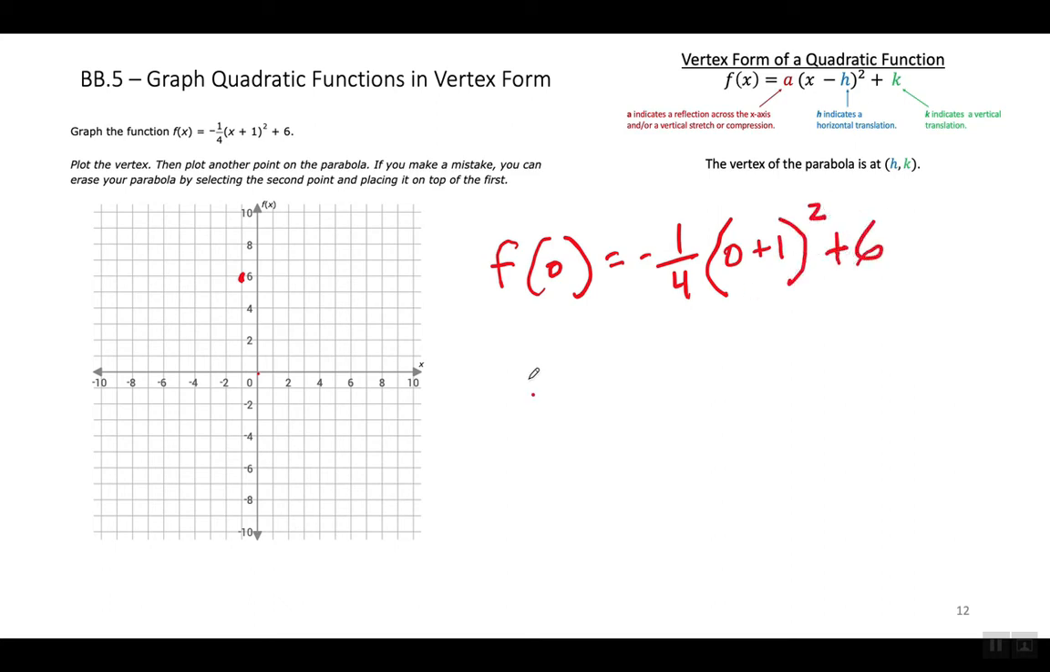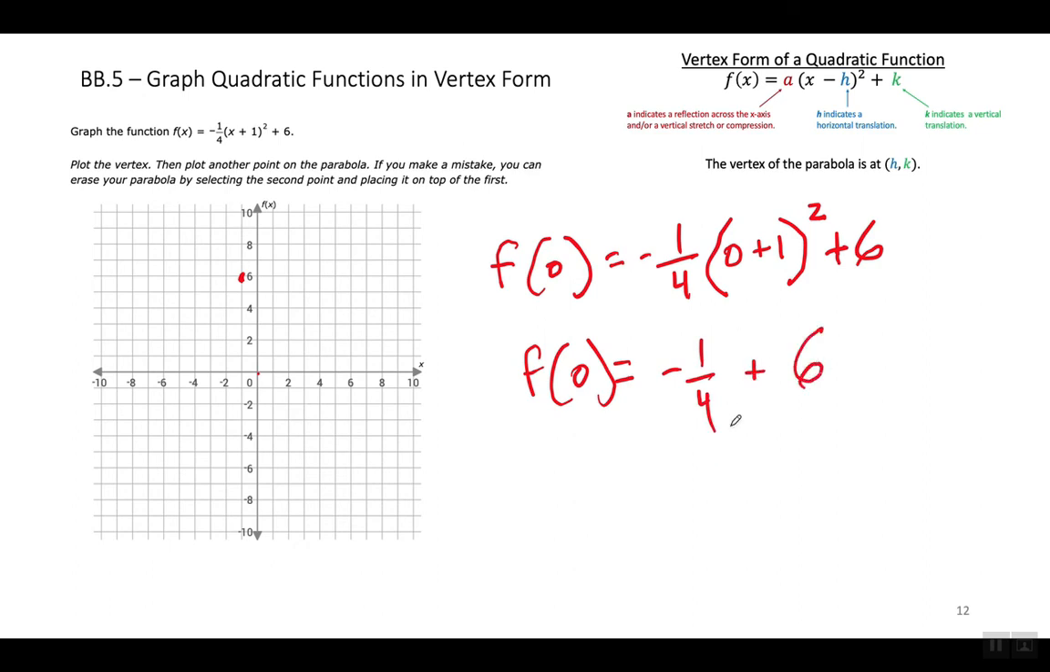Okay, now when I work that out, 0 plus 1 is 1. 1 to the second power is 1. 1 times -1/4 gives me -1/4. Now I got to add these two.